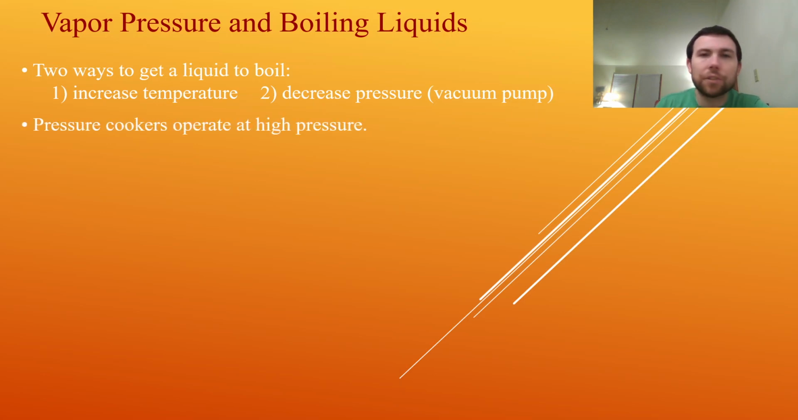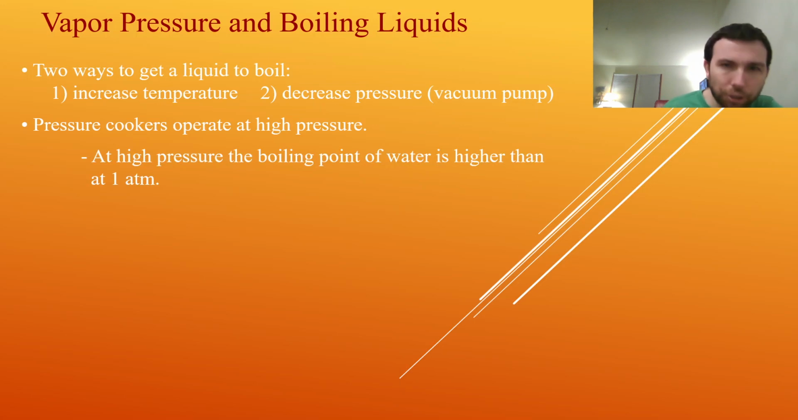A very practical way in which this plays out is pressure cookers. Pressure cookers operate at higher pressures. That's what they do. Shocking, it's in the name. At high pressure, the boiling point of water is higher than it is at 1 atm. At 1 atmosphere, we know that water's boiling point is 100 degrees Celsius. If the pressure is higher, the temperature that it boils at is much higher.